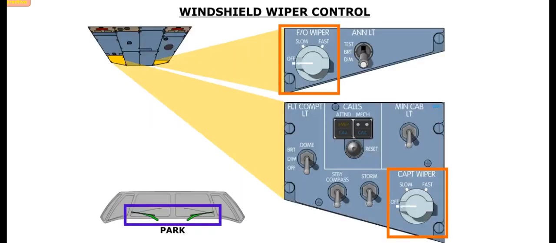Each windshield wiper is controlled by an associated rotary selector that has 3 positions: off, slow, and fast. These selectors are located on either side of the overhead control panel. When off is selected, the wiper automatically parks. The fast and slow positions control the speed of the associated wiper. Fast will cause the associated windshield wiper to cycle 130 times per minute, whereas the slow position will result in 80 times per minute.